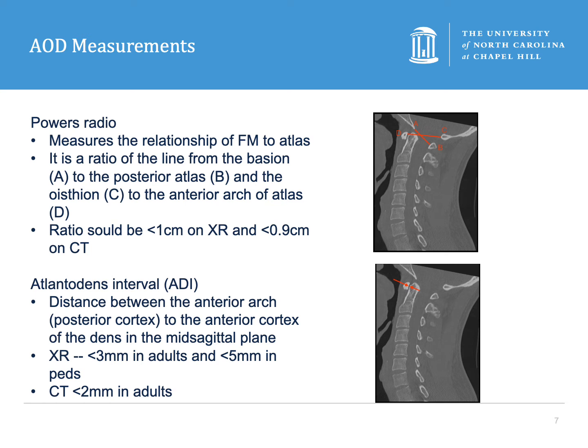The Atlanto-Dens interval is the distance between the anterior arch of C1 to the anterior cortex of the dens in the mid-sagittal plane. On X-rays, it should be less than 3 millimeters in adults and less than 5 millimeters in peds. And on CT, it should be less than 2 millimeters in adults. If there is an abnormality in the ADI, this suggests strongly that there is a transverse ligamentous injury.